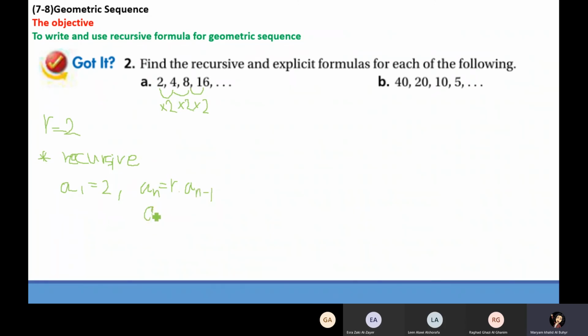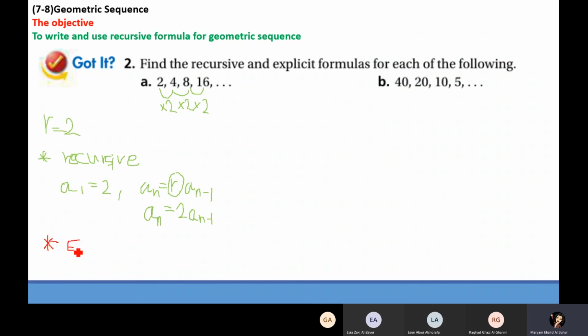Now I did not finish, I will substitute. I will substitute this r, the thing that I know. I did not give you a specific term. I did not say the fourth term or the fifth term, so you must just keep it n. What is r? It's 2, so that's 2a(n minus 1). I'll change the color to avoid confusing you. I'm sorry, as I said.